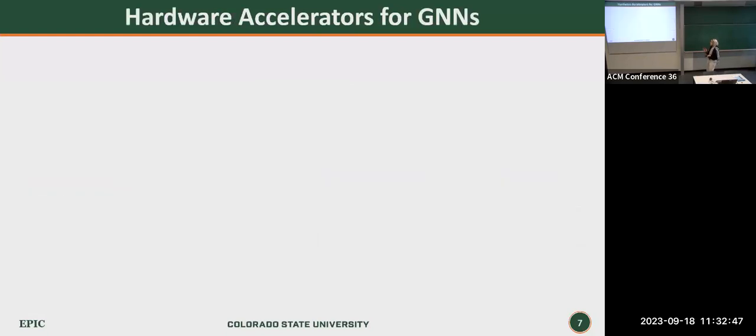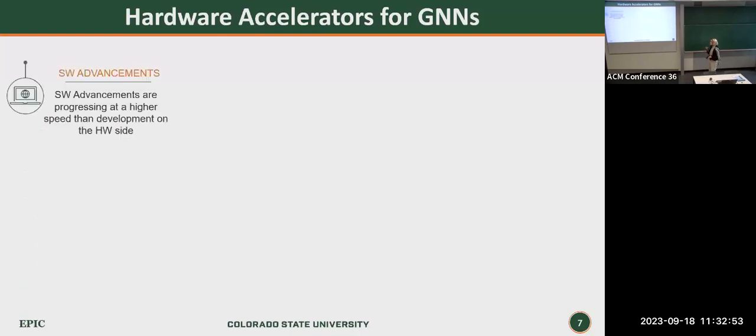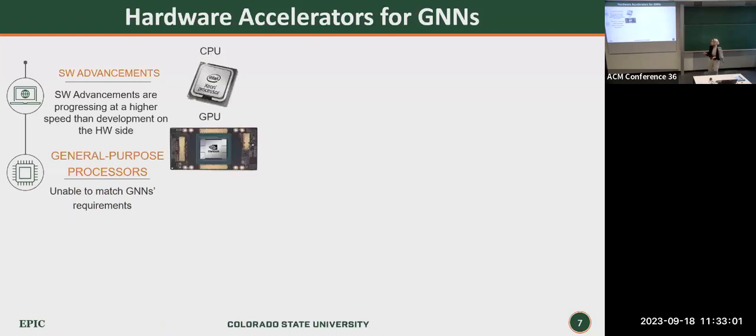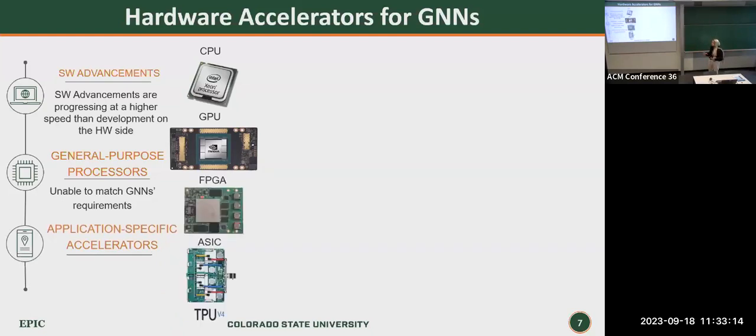So let's focus on hardware acceleration specifically. There is a dire need for this now since the software advancements are progressing at a much higher rate than those on the hardware side. We do have general purpose processors such as CPUs and GPUs. However, these are not able to match the GNN requirements due to their unique structure. We do have, of course, also application-specific accelerators such as FPGAs and ASICs.